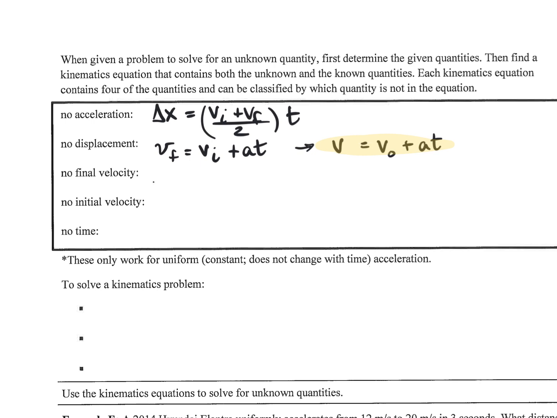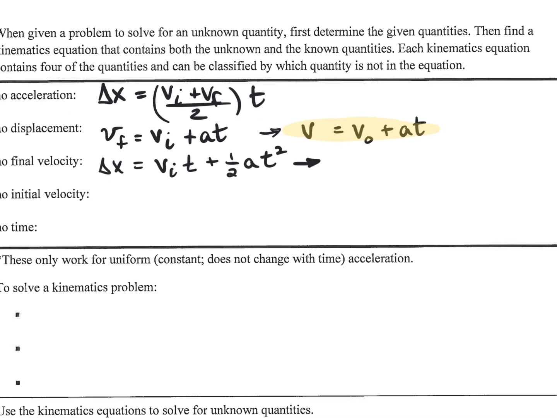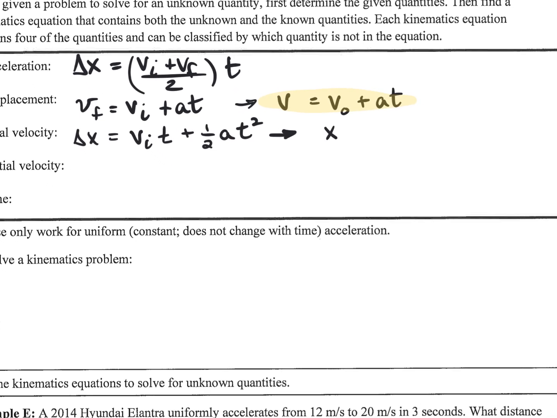the next equation is delta x. The change in position, that would be delta x, wouldn't it? Equals V initial t plus 1/2 AT squared. Now that is not how your formula sheet writes it. Your formula sheet writes it this way. X final equals where you started, X initial, plus V initial t plus 1/2 AT squared. This is what's actually on your formula sheet.